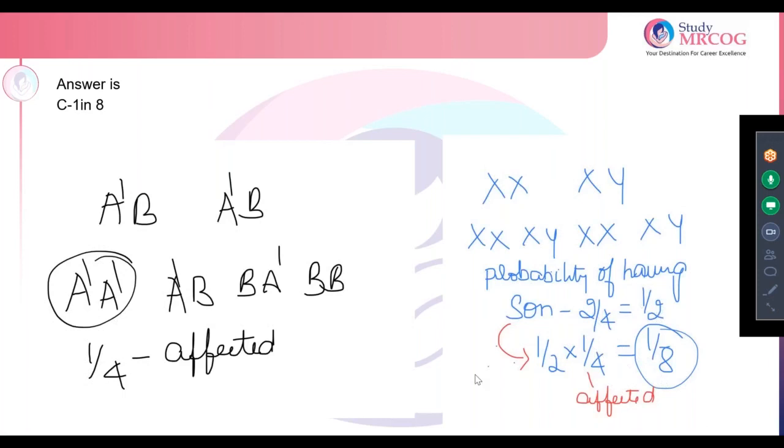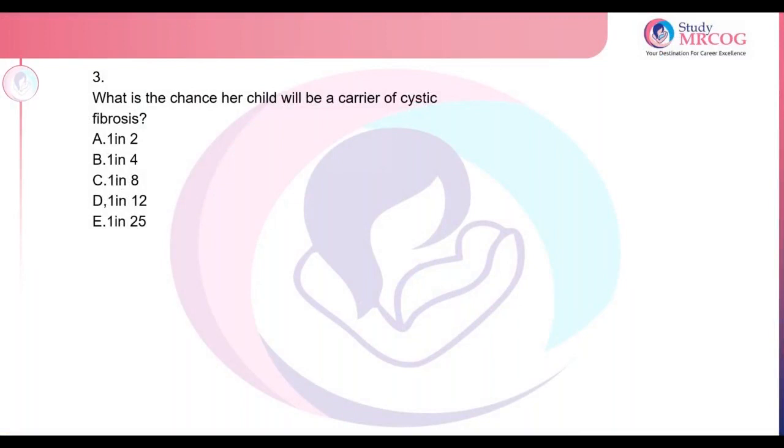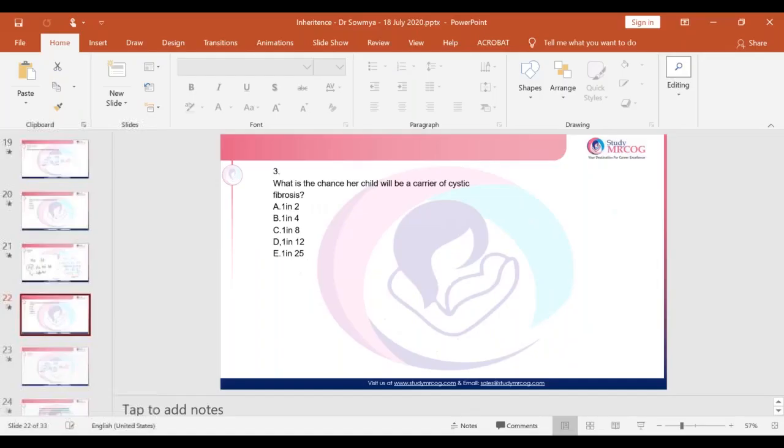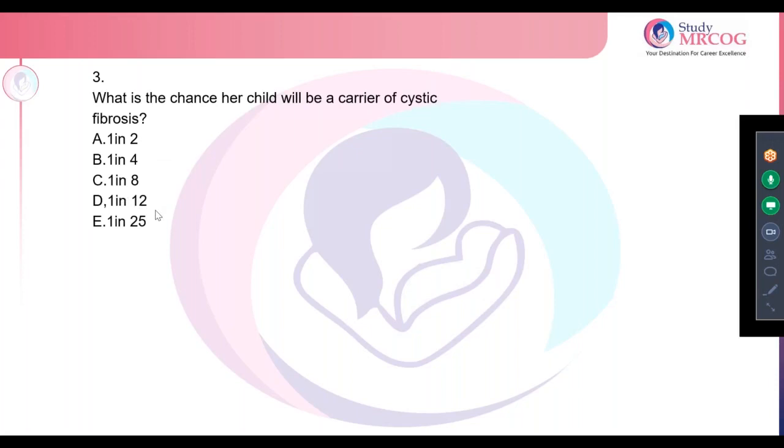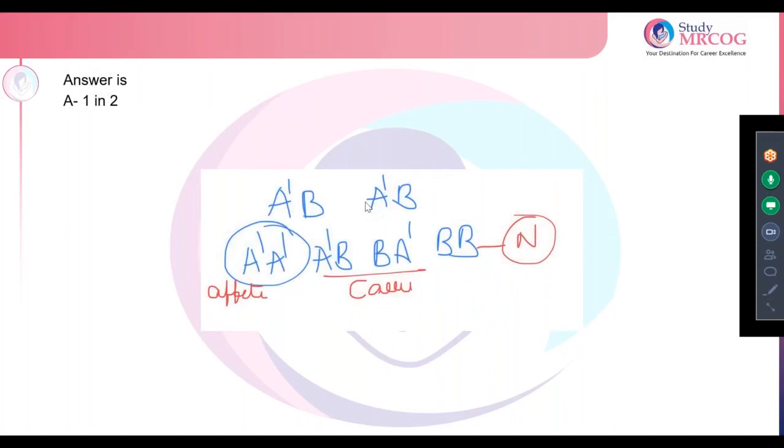Now, what is the chance that her child will be a cystic fibrosis carrier? Again, they never said a daughter or a son. This we have already calculated. We know that the chance of being a carrier is 50%, that is 1 in 2. Don't say 50% or 25%, because you have to go by the options given. 1 in 2 is 50%, 1 in 4 is 25%, so you have to go for 1 in 2. Again, in the same pedigree, both the parents are carriers, right? We know that the couple is a carrier couple.